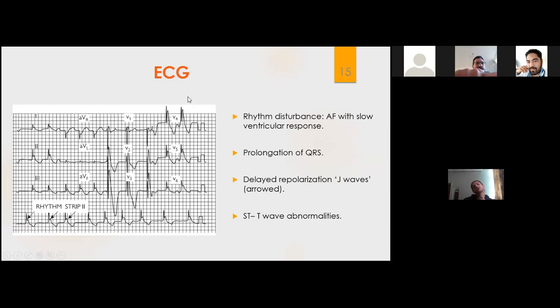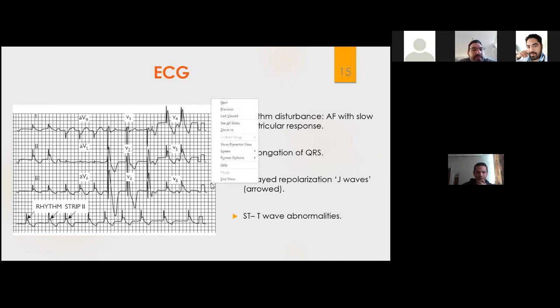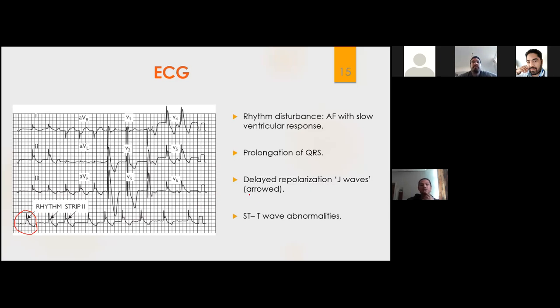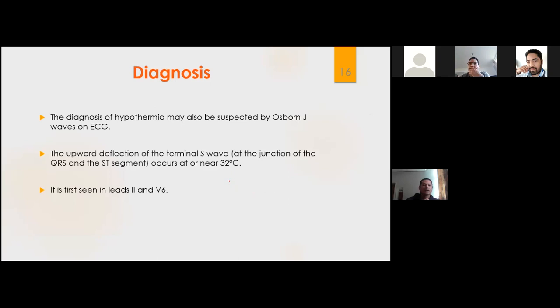We can also diagnose hypothermia with the ECG. As you can see in this picture, there is a rhythm disturbance which shows AF with a slow ventricular response, and there's a prolongation of the QRS complex. The pathognomonic sign of hypothermia on ECG is J Osborn waves, as you can see here. You can see it in the PQRS complex here, in rhythm strip 2. There's a J wave seen. So that's the pathognomonic sign of hypothermia. There are also ST-T wave abnormalities in the ECG. Like I said earlier, the diagnosis of hypothermia may also be suspected by J Osborn waves on the ECG. Usually it's seen in lead 2 and V6 initially.